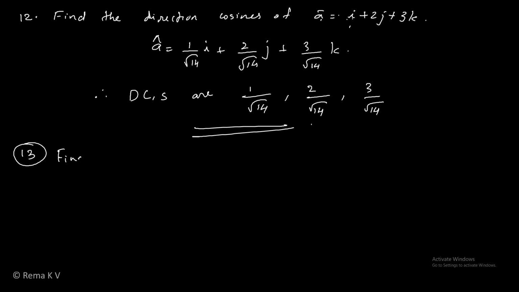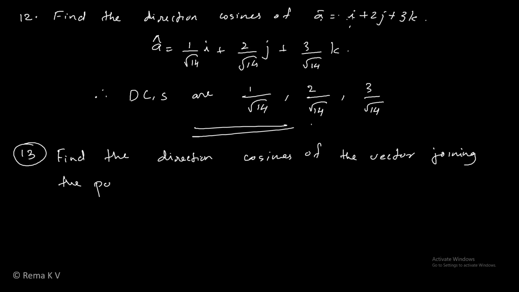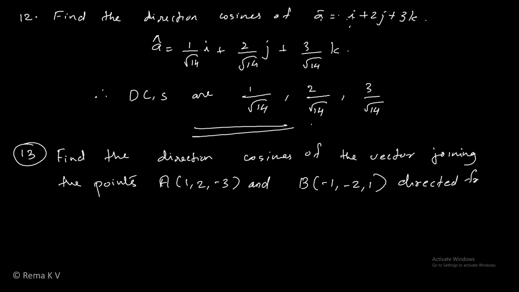Now the next one is: find the direction cosines of the vector joining the points A (1, 2, minus 3) and B (minus 1, minus 2, 1), directed from A to B.